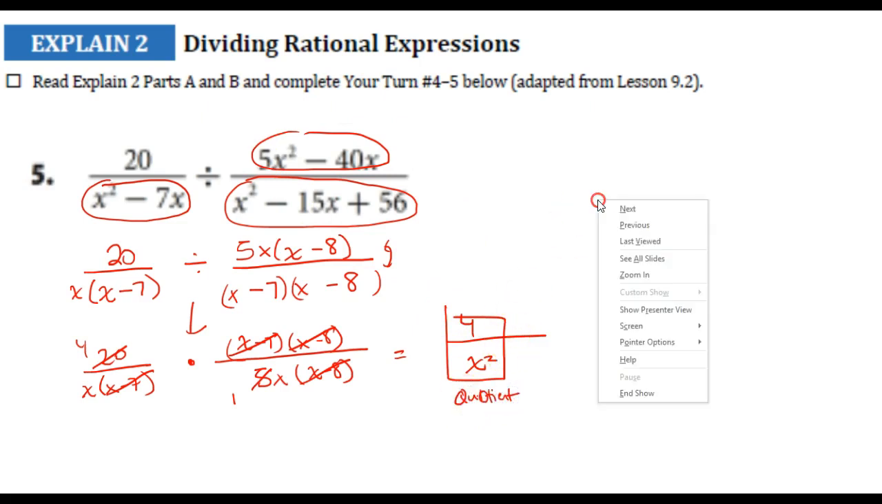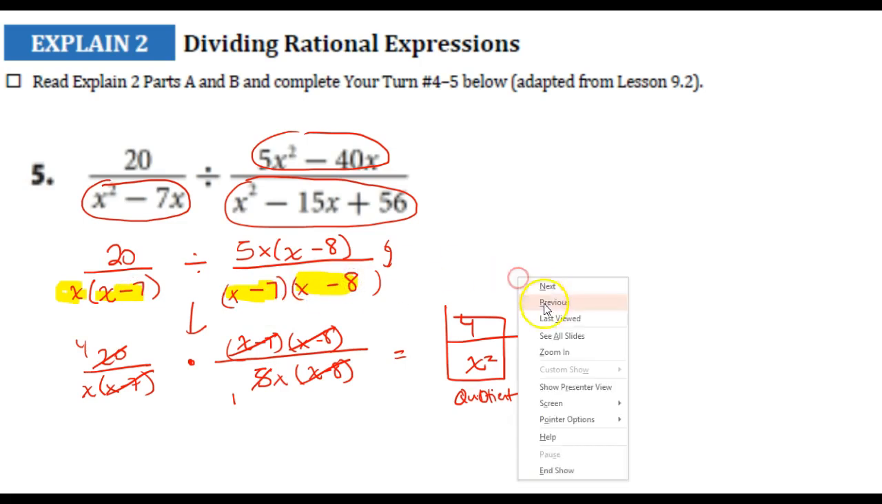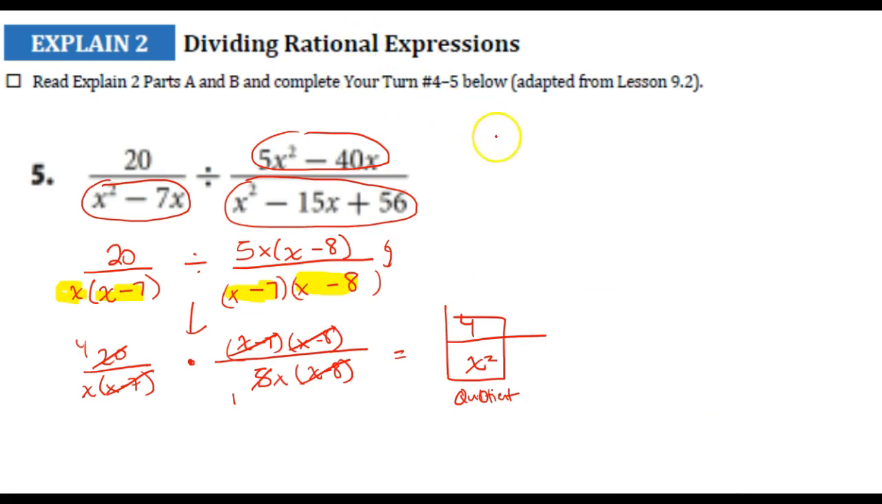The next thing I'm going to do is highlight the values so I can find my excluded values. Alright, here we go. So I'm going to go ahead and set each one of these equal to 0. X cannot be equal to 0. Well, there's an excluded value there. X minus 7 cannot be equal to 0. X minus 8 cannot be equal to 0.